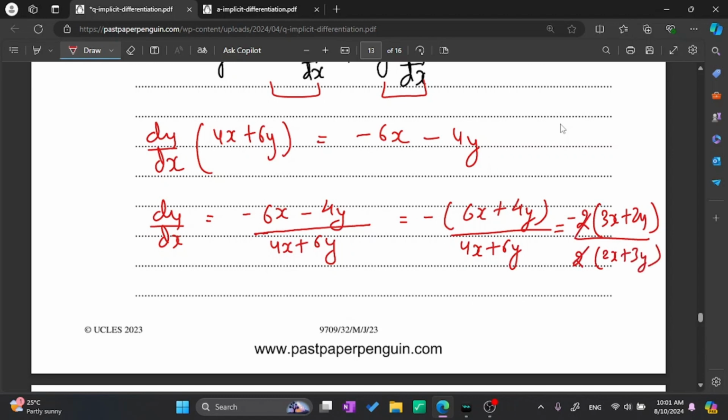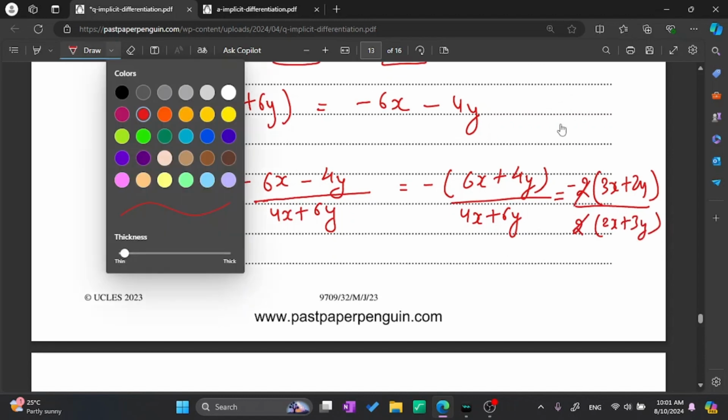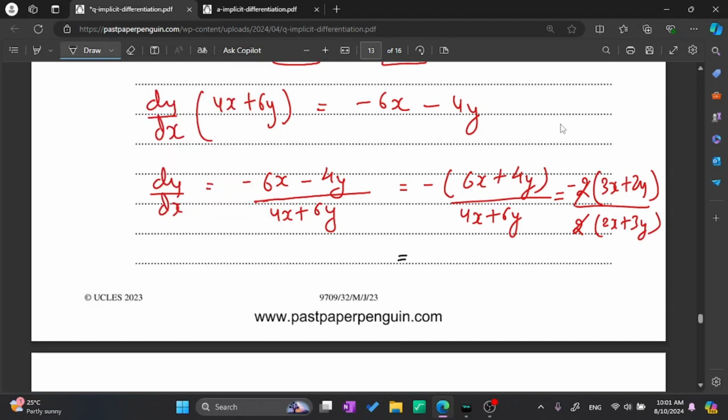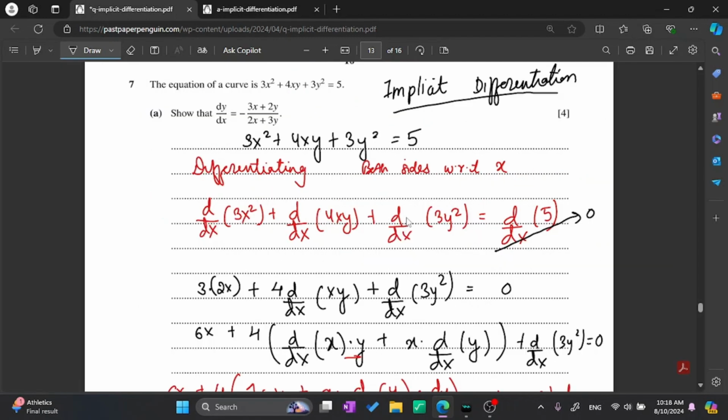We cancel these two, and finally we get 3x plus 2y over 2x plus 3y, and of course there's a minus sign in front of this expression. This is the solution. We've already solved part A, which tells us to find the expression which gives us the gradient of the curve.